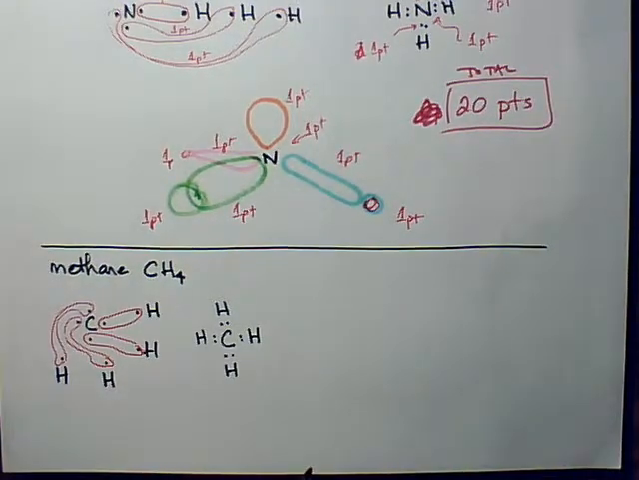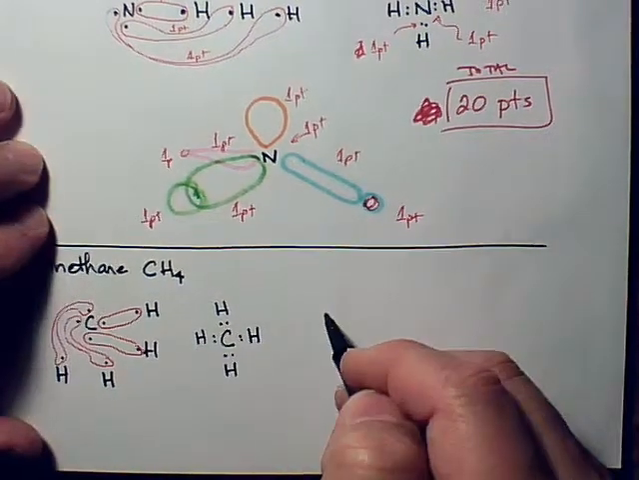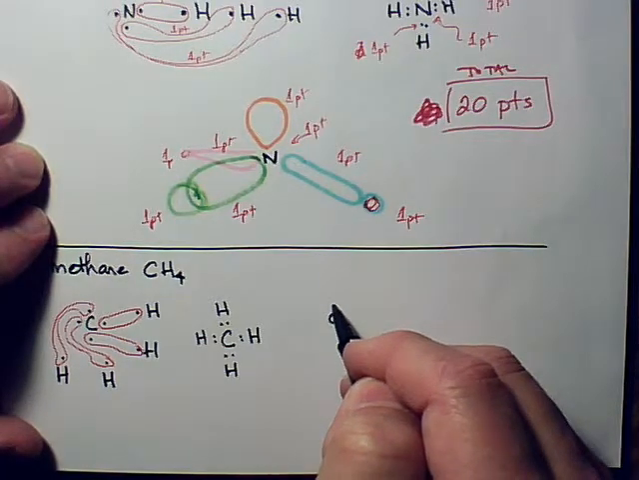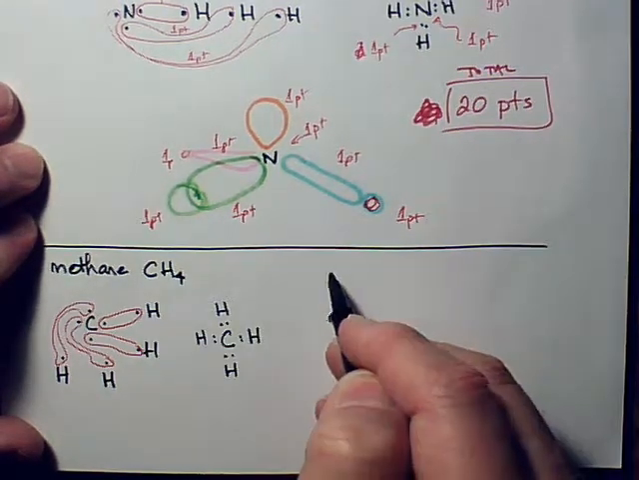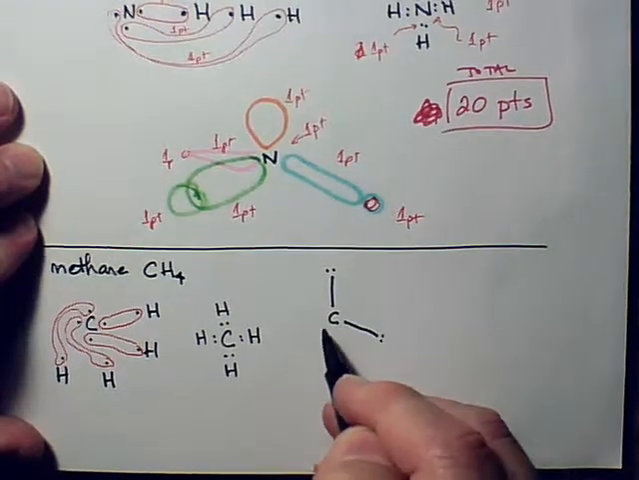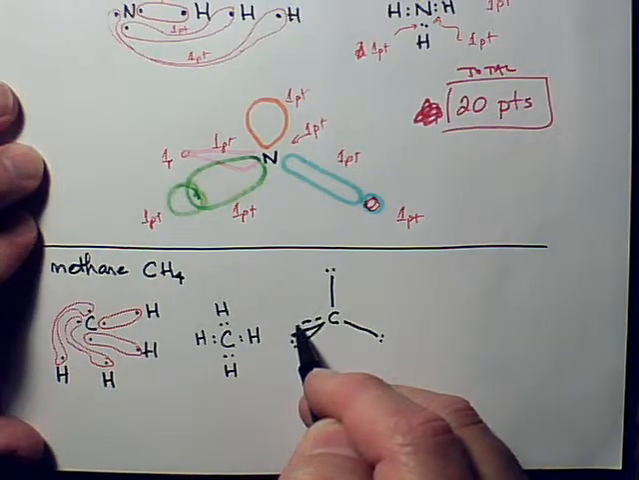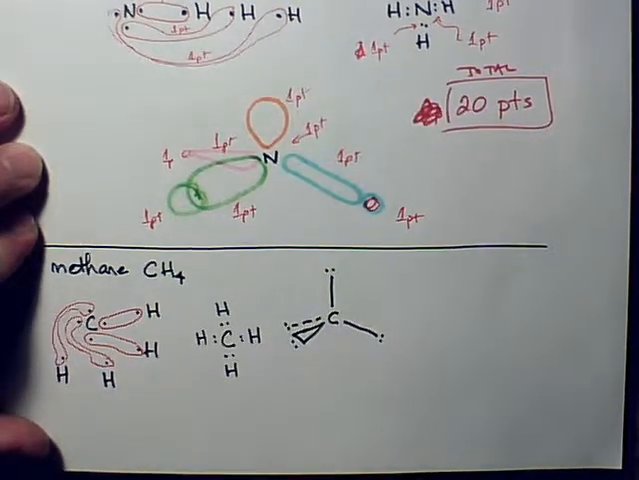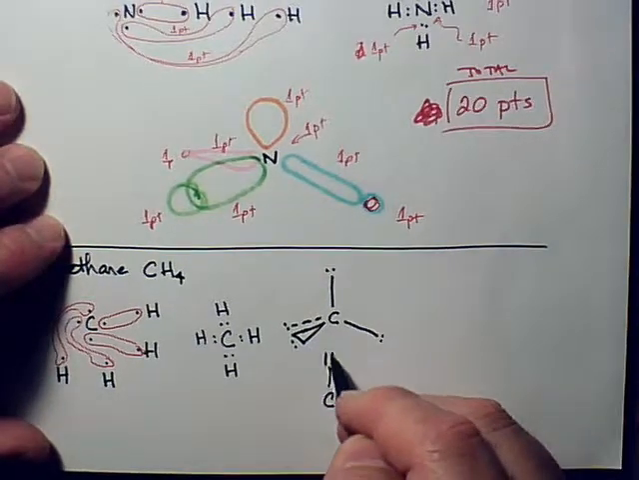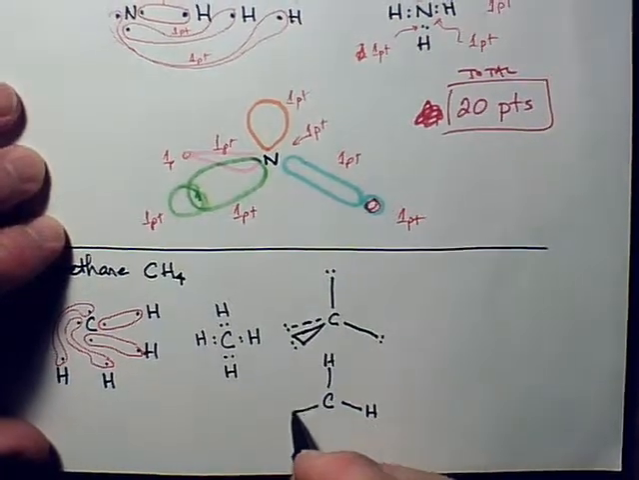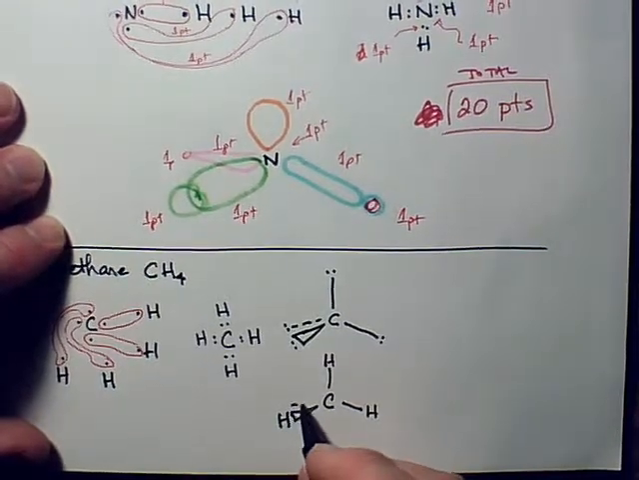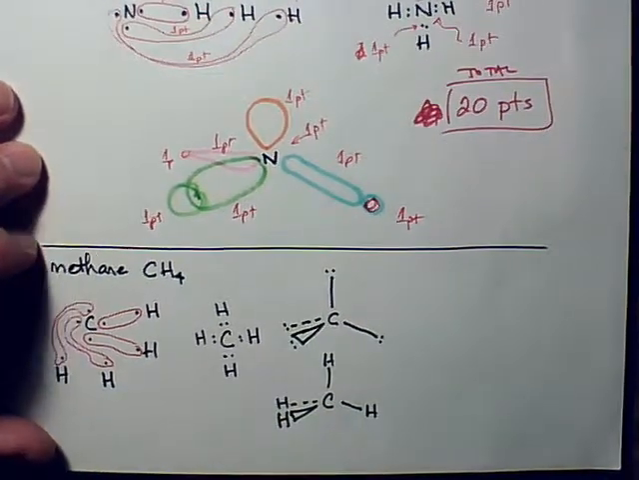So now how many round balloons do we need? None. How many long balloons do we need? 4. We need to try to arrange those so they have that tetrahedral arrangement. So if you recall, when we're doing stick drawings for this, a set of electrons would go up here, a set of electrons would go down here, a set would come out towards you, and one would go behind the board. Okay? And then we would have put the hydrogens on those. So this is a structural drawing for methane.